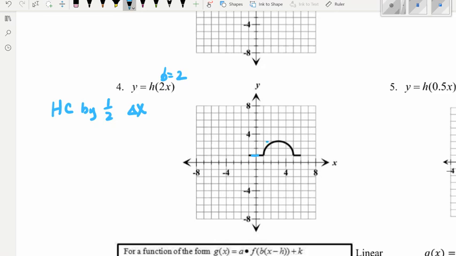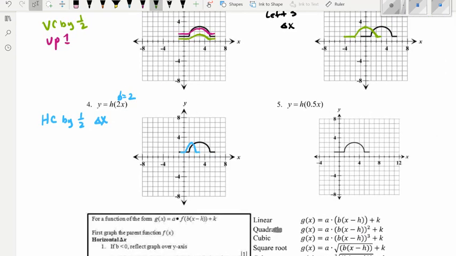And then 6 would be 3 and 2.5. So our graph would go like that. So that would be a horizontal compression by half. Notice that with our new graph, you could fit 2 of them inside the parent graph. That's why your b value is 2.